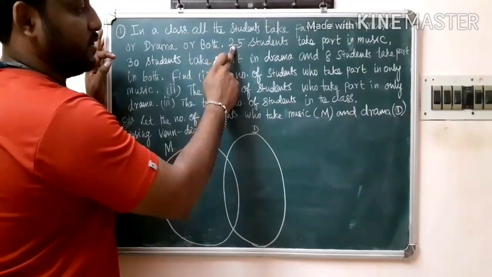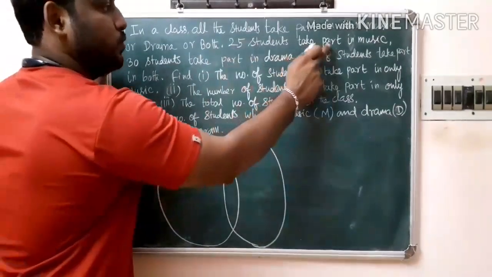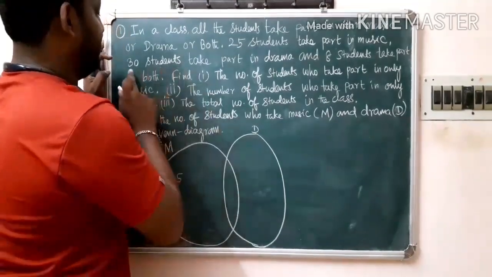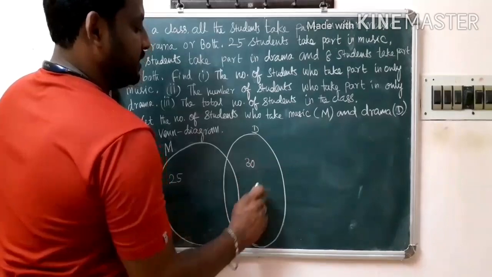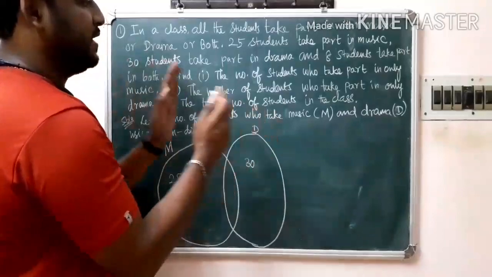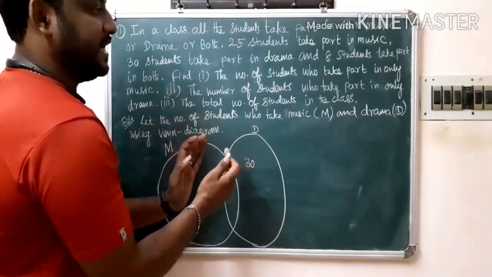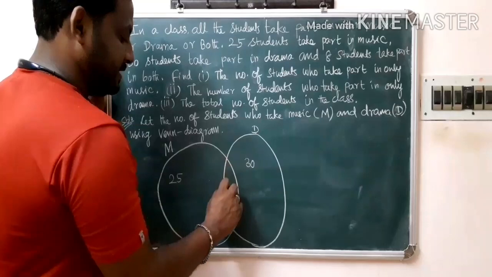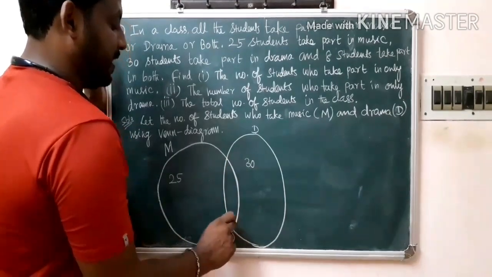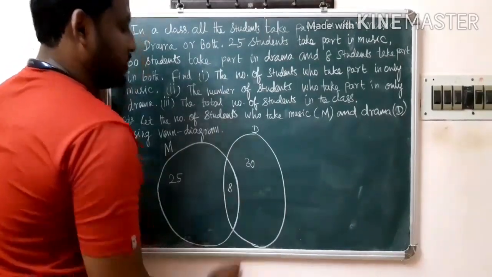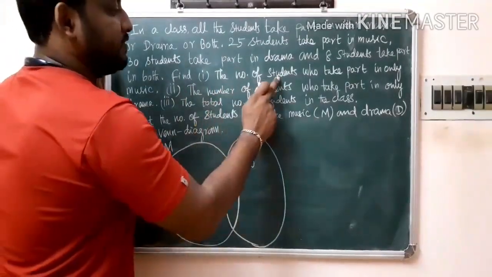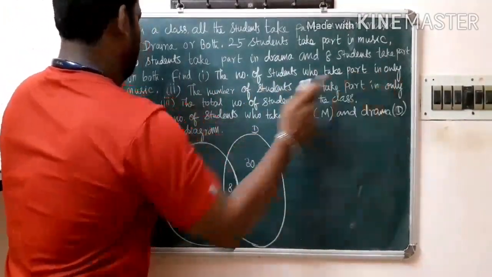Now we move on to the problem. 25 students take part in music, 30 students take part in drama, and 8 students take part in both. That means the common element, the intersection part. This part is called the intersection part, that means both drama and music. How many students are here? 8 students.